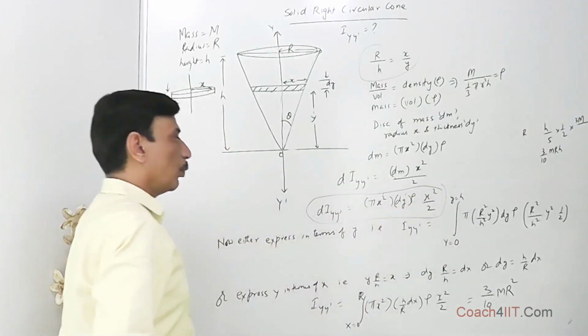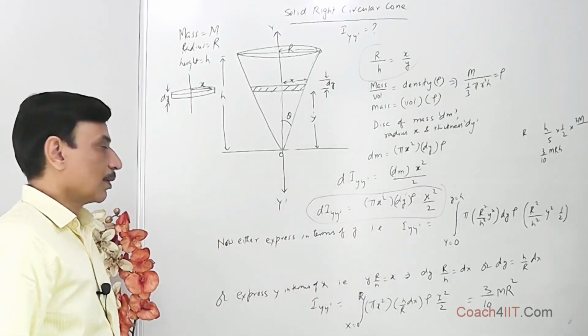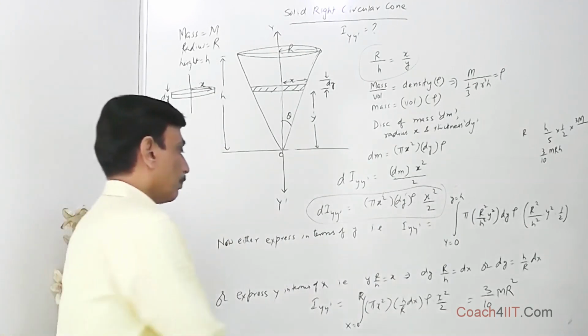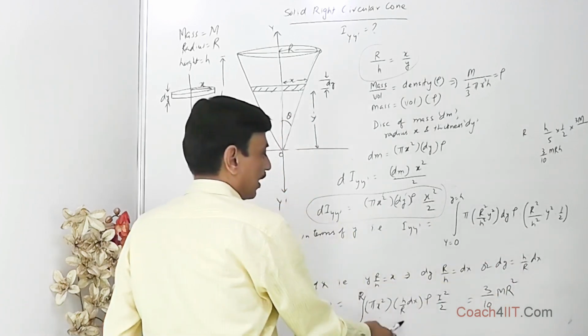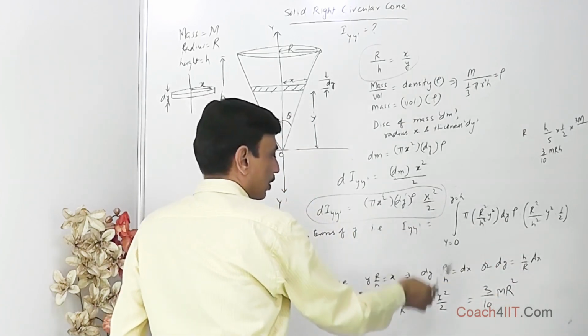Over here, now we are going to replace y in terms of x. So pi x square remains like this, dy is what? dy is h by r dx, h by r dx. Rho remains like this, x square remains like this.